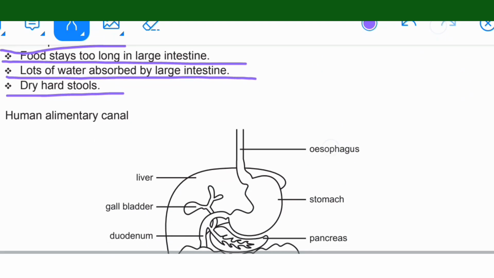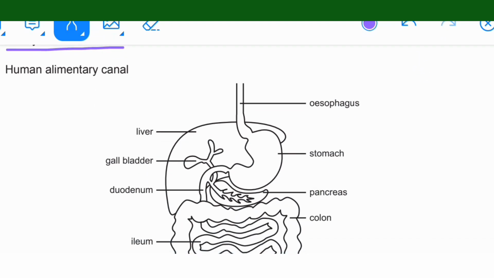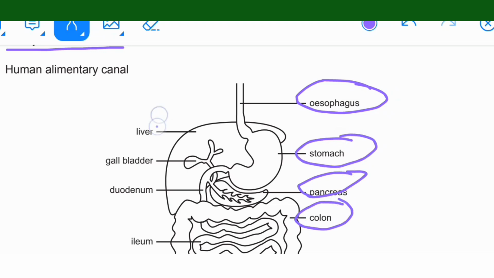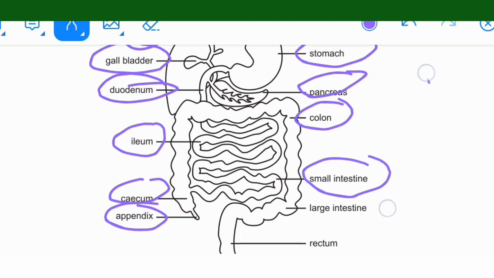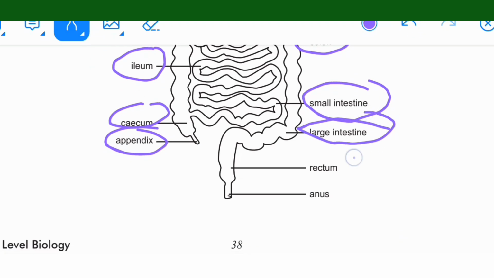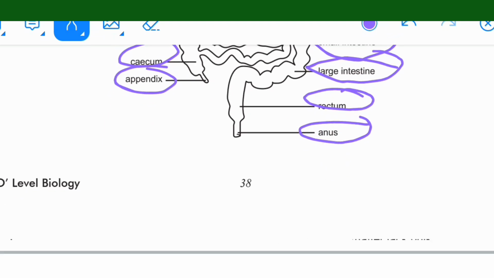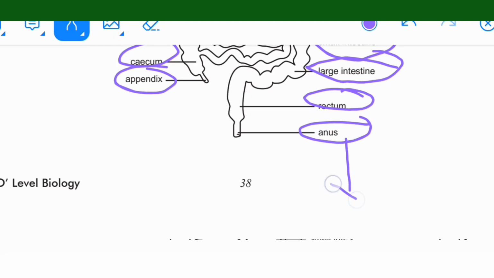Now, this is a diagram of the human alimentary canal. It begins from the esophagus. Okay, then it goes down to the stomach. Then we have the pancreas, the colon, the liver, the gallbladder, the duodenum, which is the first part of the small intestine. Then the ileum, the last part, the cecum, the appendix, the small intestine. Then the large intestine, the rectum, which is the last part of the large intestine. Then the anus. This is where the food matter will pass through.